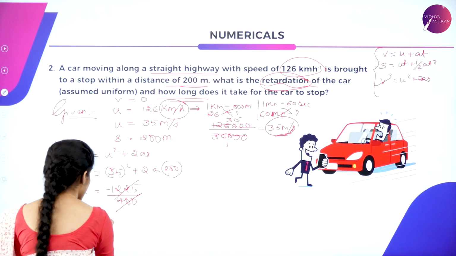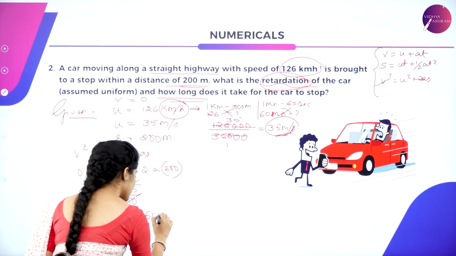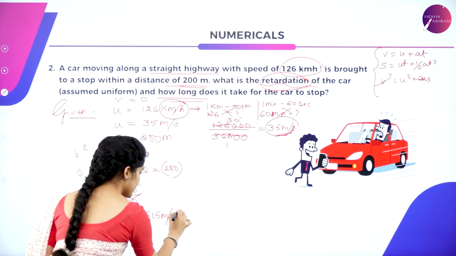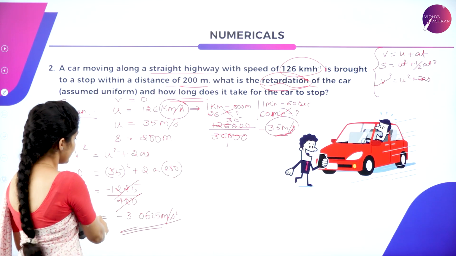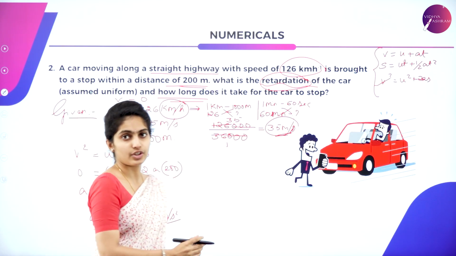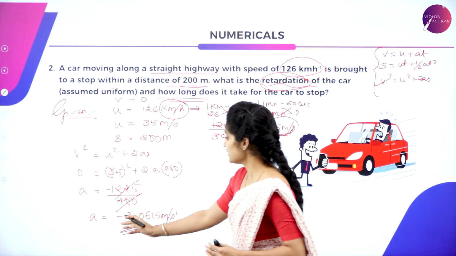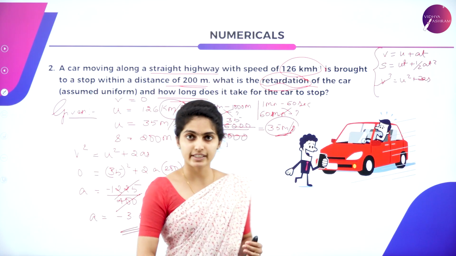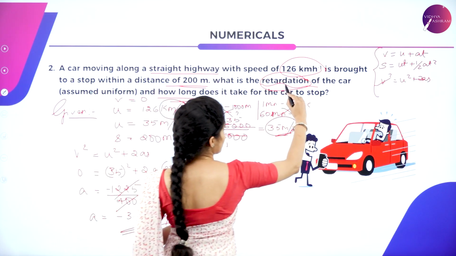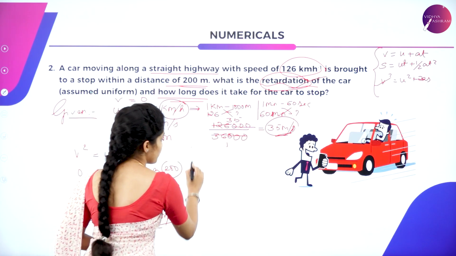So on cancellation you get a is equal to minus 3.0625 meter per second square. This is all about your retardation, that is negative acceleration. So when the brakes are applied, the negative acceleration is minus 3.0625 meter per second square. So retardation of the car is found out.